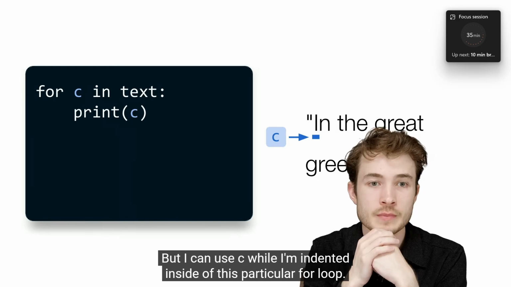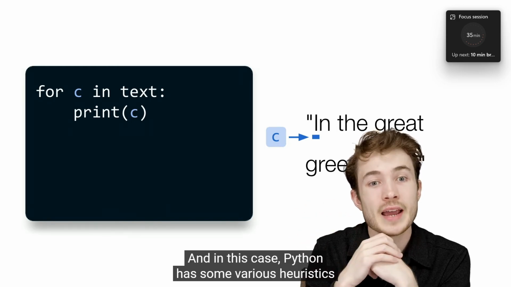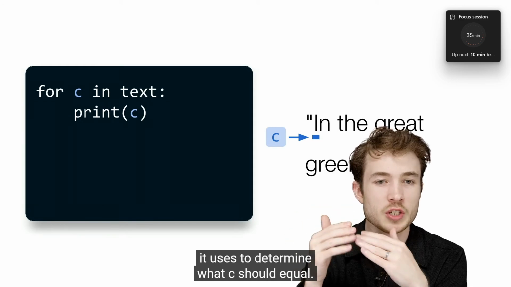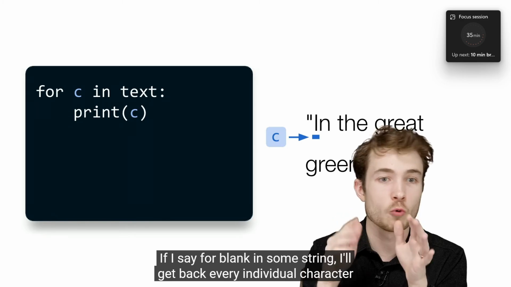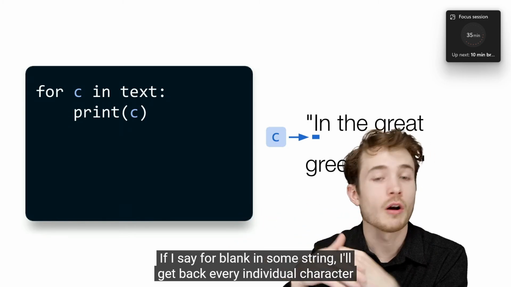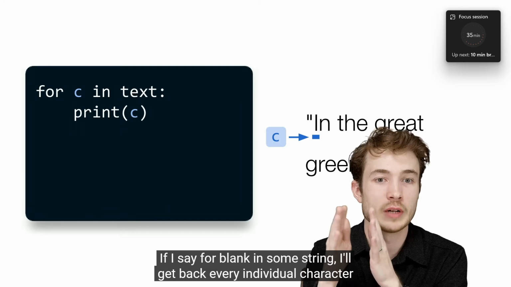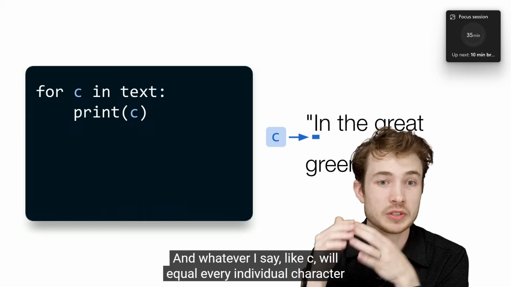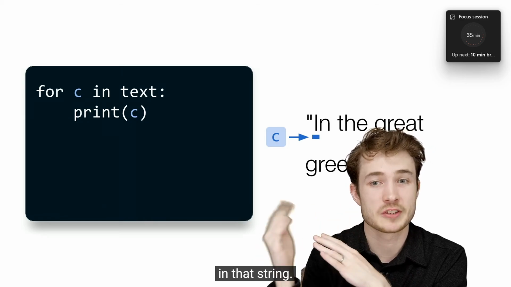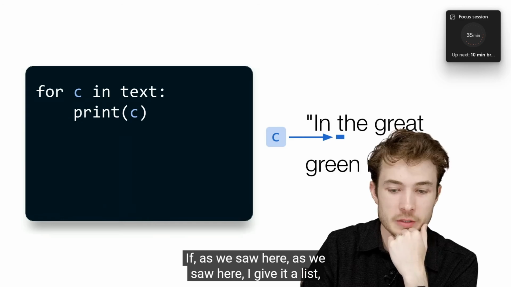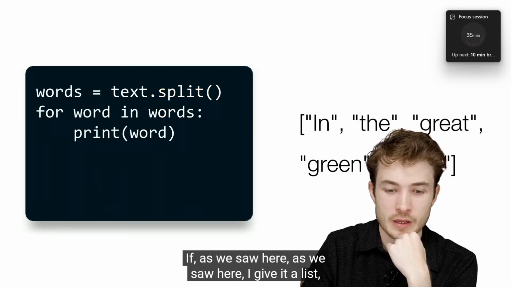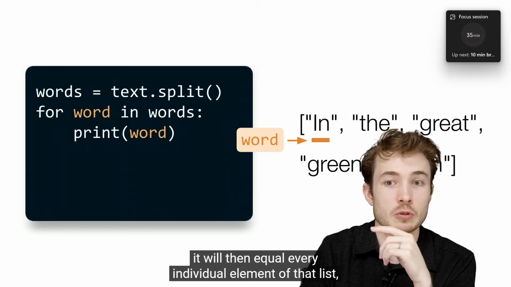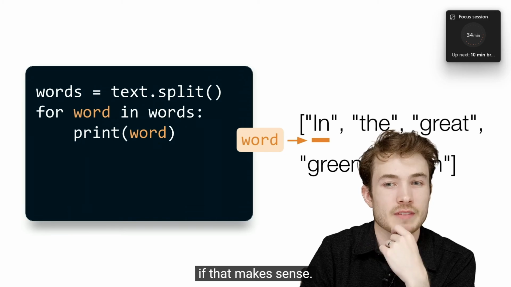In this case, Python has various heuristics it uses to determine what C should equal. If I say for blank in some string, I'll get back every individual character in that string. Whatever I say, like C, will equal every individual character in that string. If, as we saw here, I give it a list, it'll then equal every individual element of that list, if that makes sense.